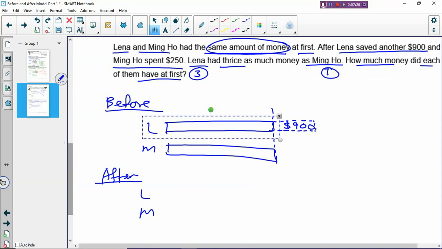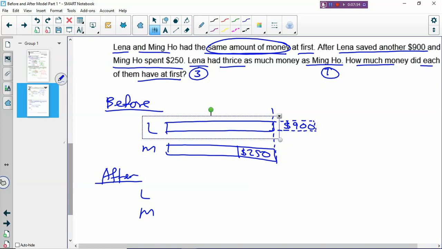So dotted box means what? It means that she's going to save the money, but she hasn't saved yet. That's why it's a dotted line, like an invisible box. She hasn't saved the money yet, but she's going to save. And then Mingho is going to spend. So you cut a part here, and he's going to spend $250. But has he spent already? No, he hasn't spent because it's still inside his rectangle.